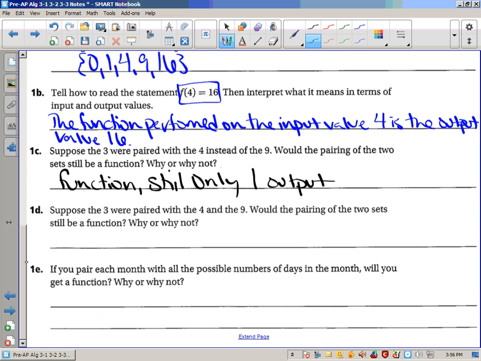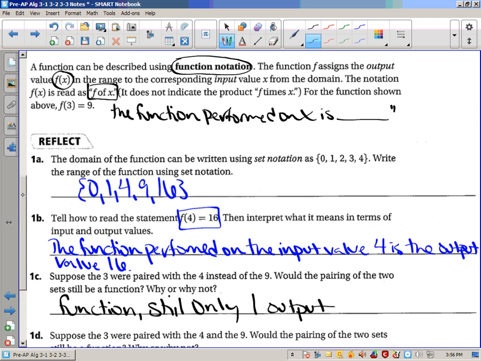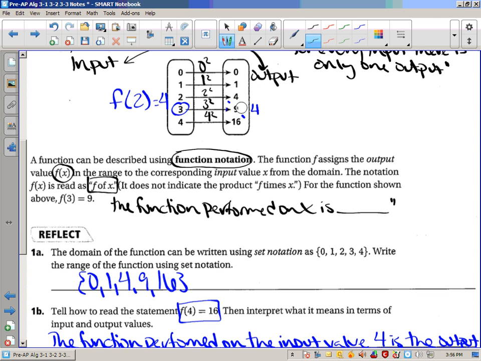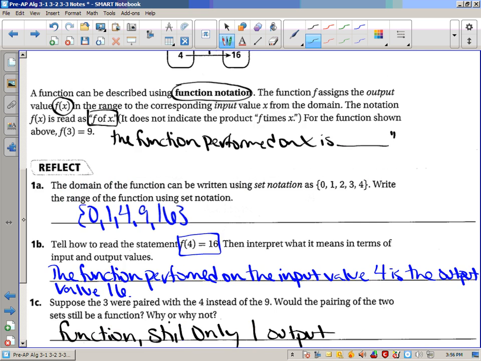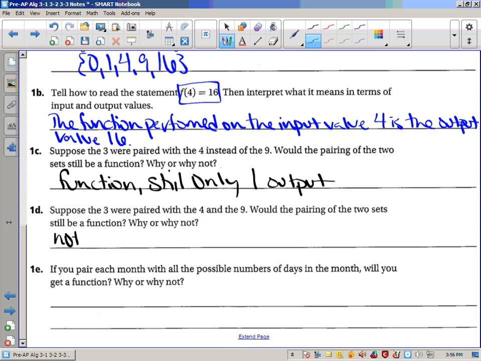Now let's say we had 3 paired with the 4 and the 9. So instead of that, let's say we have 2 arrows coming from 3. So 3 has an output of 4 and 3 has an output of 9. There we have a problem. So we have an input of 3 going to 2 different outputs. That is not a function, because we have 2 outputs.